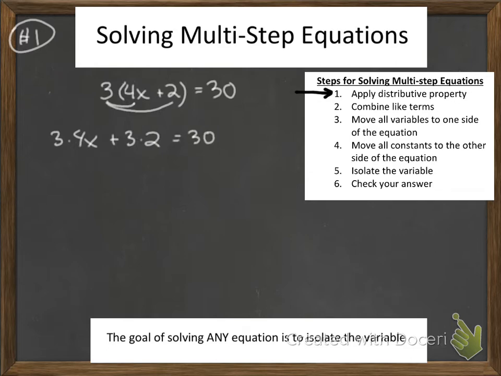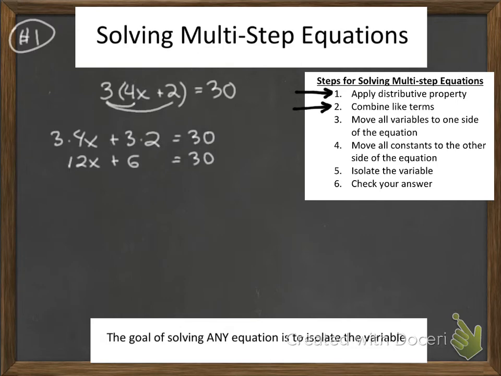You don't have to write out the step. You could just write 12x because 3 times 4 is 12 and 3 times 2 is 6. So now we have 12x + 6 = 30. Okay, so let's look at the second step in this list. The second step asks us to combine like terms.